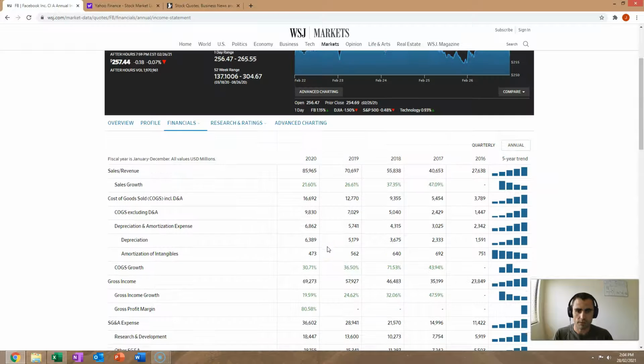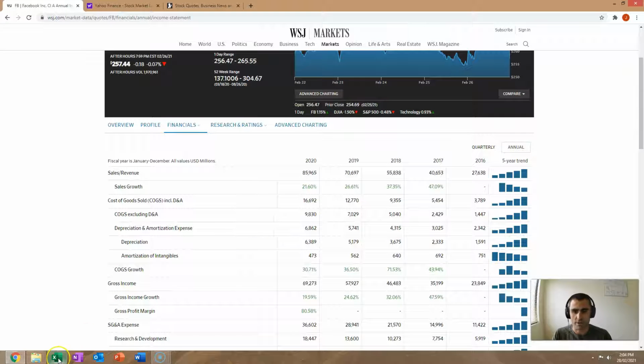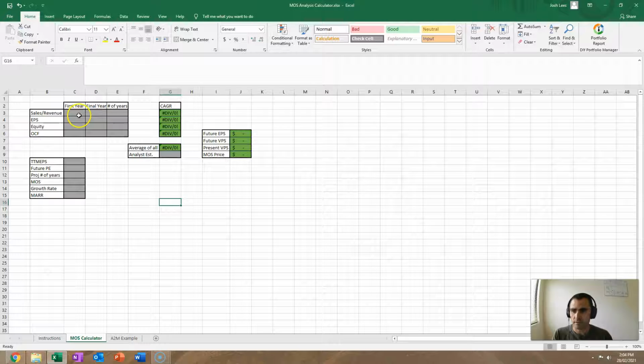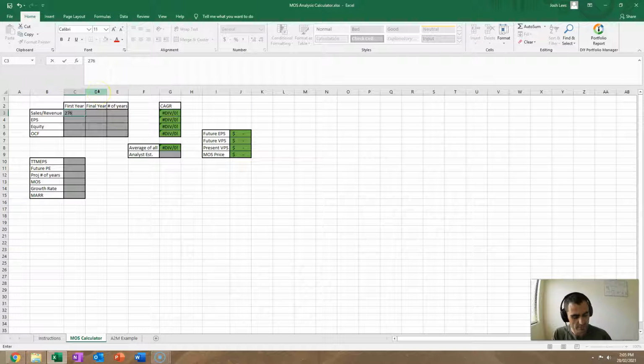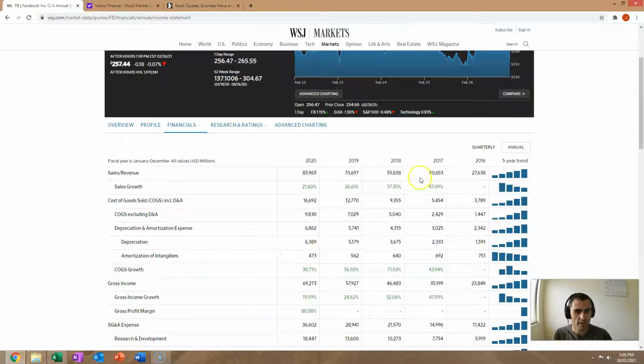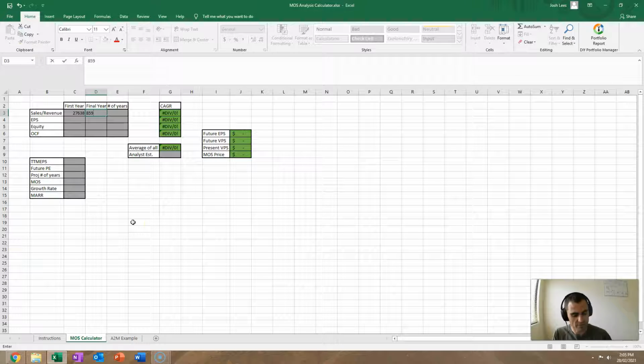So I'll start putting these numbers into the spreadsheet straight away. We want to fill out the grey sections, and then all the green sections will fix themselves up. So sales and revenue: the first year is 27,638, and the final year is 85,965. And then the number of years.